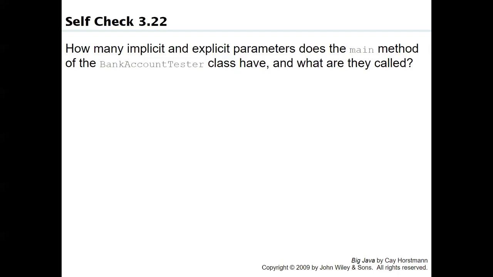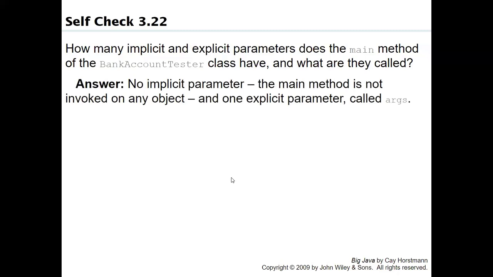It does have a parameter in it, basically an array of arguments, but there is no implicit parameter. There's only one explicit parameter. Let's see if that's what it says. Yeah, no implicit parameter. The main method is not invoked on any object. It doesn't have to have an object to be called. That's one explicit parameter called args. So if you remember, the main method signature is public static void main String args. That's how it's written out. Well, args is the arguments.